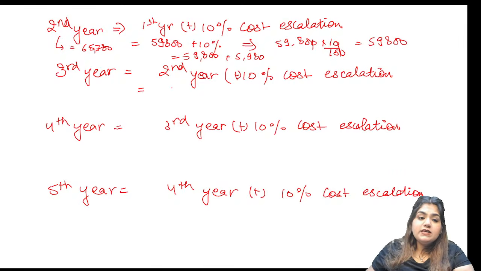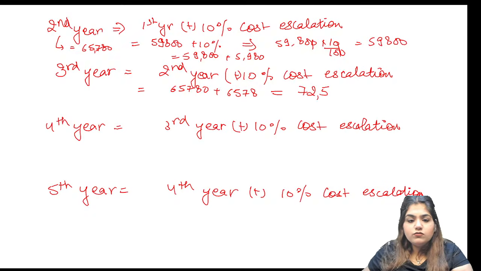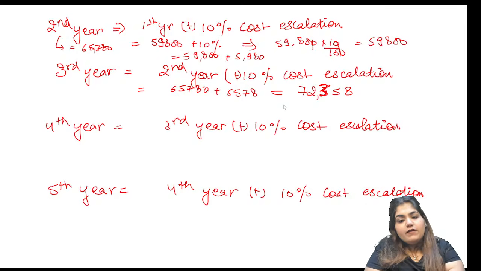In second year it is 65,780 plus 6,578, क्योंकि हर बार 10% जीरो हटा रहा ना मैं एंड में से, that will give us what? That will give us 72,358.